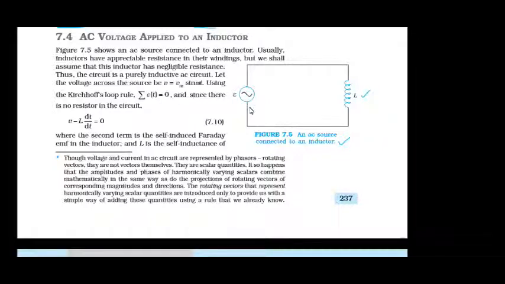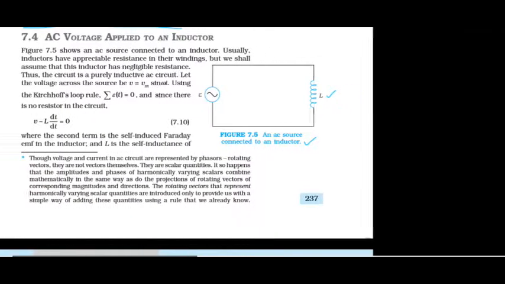Okay. Now, we'll solve it in a very easy way so that you won't have any problem to understand. So already you have seen the circuit. Now if you want to draw it, just draw a circuit here with an AC source and inductor. Now we can write the potential difference V is equal to Vm sine omega t.